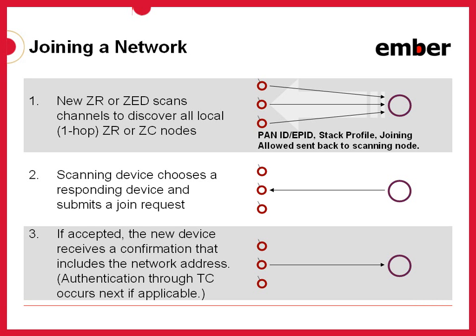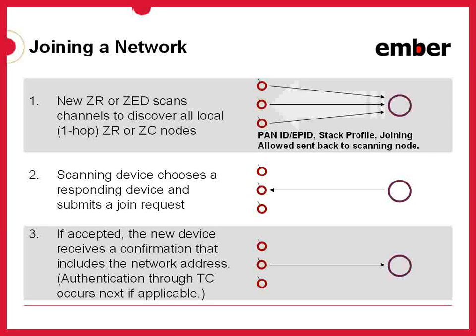Once that's chosen, the joining device submits an association request or a join request to the device in question from the chosen network. So that's the number 2 action here, the arrow going across to the chosen device. And that device will make sure that it has enough room to accommodate a new end device if the incoming device wants to be an end device.